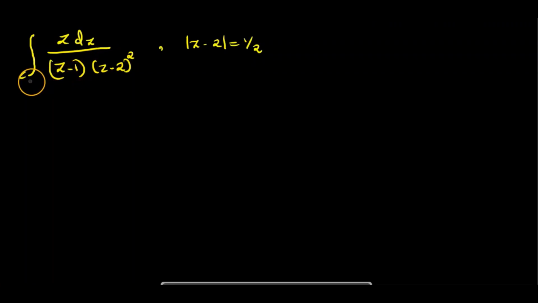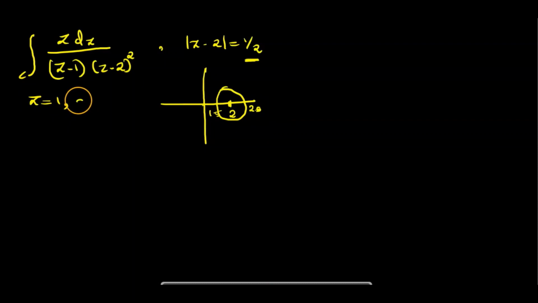The question is given by z dz divided by (z minus 1) into (z minus 2) whole square, and the region is center 2 with the radius 1/2. That is the circle with the center 2, spanning 2.5 and also 1.5. Singularities: z is equal to 1 and 2.